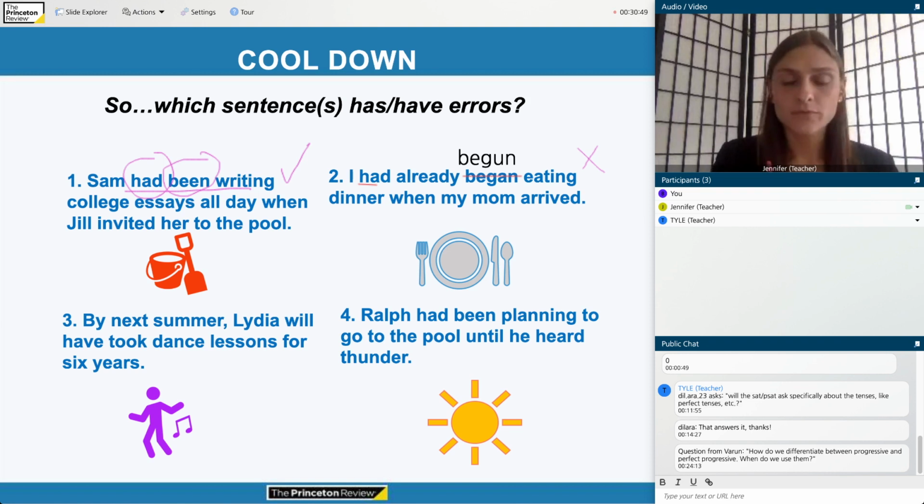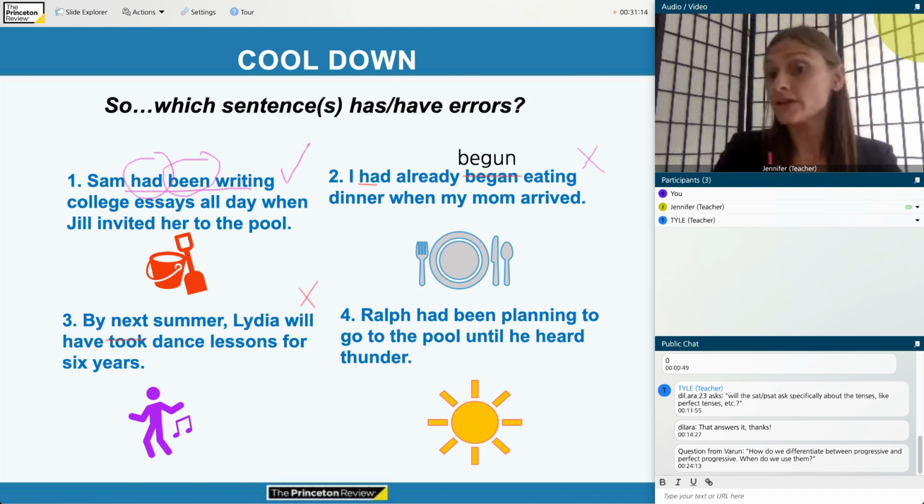And number 3, by next summer, Lydia will have took dance lessons for 6 years. This one also has a problem. What is the problem? It's another participle situation. Instead of took, we'll have taken. Will have taken is the correct form.